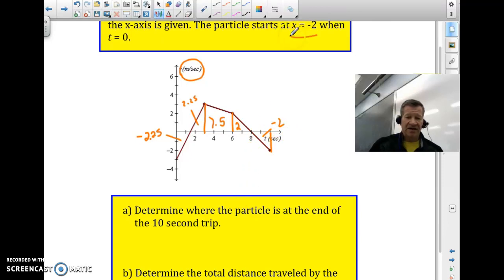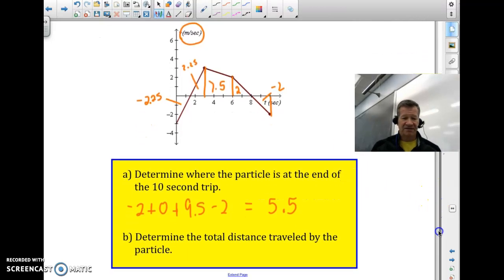So if I start at -2 and I move 2.25 left and right, that's going to cancel each other out to make 0. Plus move 7.5 and 2 more to the right, that will be 9.5. Then move back 2 to the left. It looks as though that will put me at where? Well, if I started at -2, move 9.5 to the right, that would put me at 7.5 minus 2. That looks like it would put me at 5.5, the 5.5 mark, wherever that is.